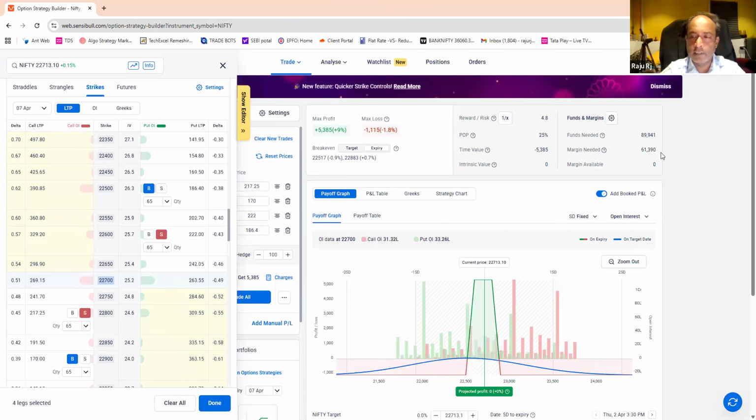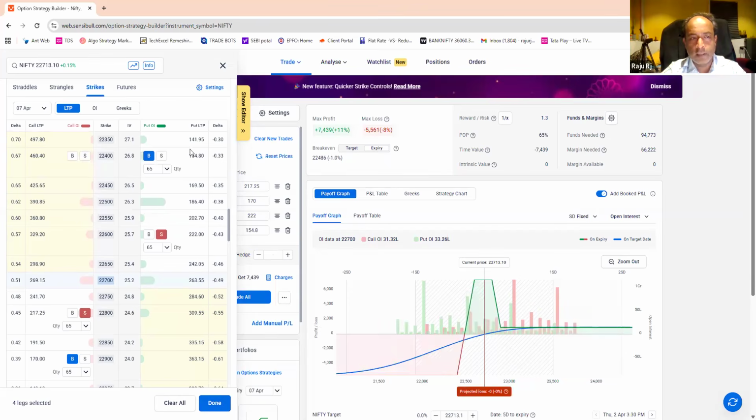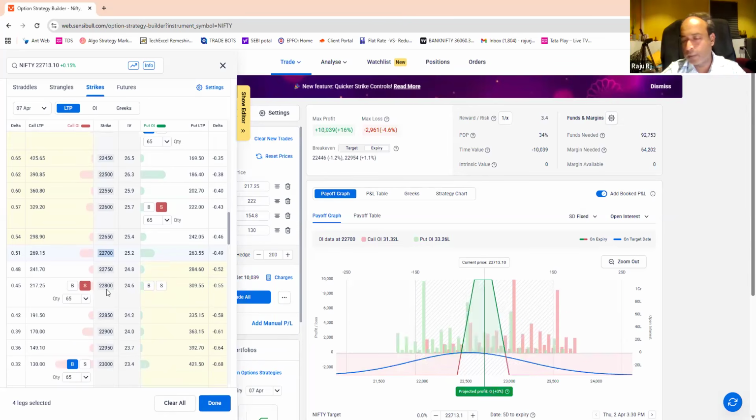The amount required for this iron condor is just 61,000. You can build multiple iron condors if you are okay to lose 1,000 rupees. If you want to take more risk and more reward, you can buy the farther OTM rather than the immediate OTM. You can buy the 23,000 call option and sell 22,800. So here the risk increases, but the reward also increases.